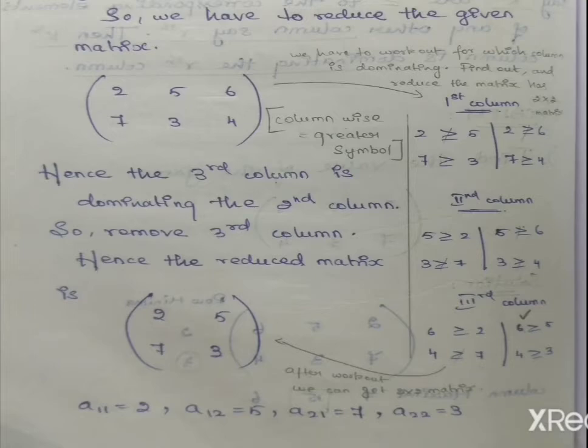So we have to reduce the given matrix. You should write the given matrix as 2, 5, 6, 7, 3, 4. This is your given matrix. Inside you have to put one column and then write. This is a very important part, but it is very easy. So listen carefully. First you have to write the heading, first column. The first column elements are 2 and 7. So on the left hand side you have to write 2, 7. Similarly for the 2, 7.